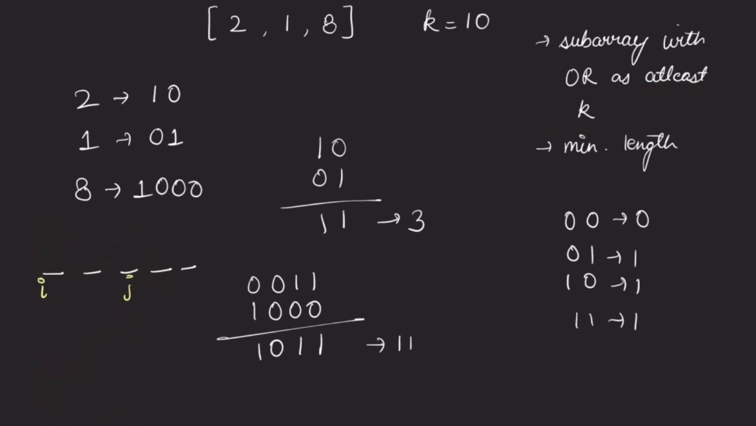So now for this, we should know the bitwise OR of our current window. Whatever are the elements in your current window, you should know their bitwise OR, right?